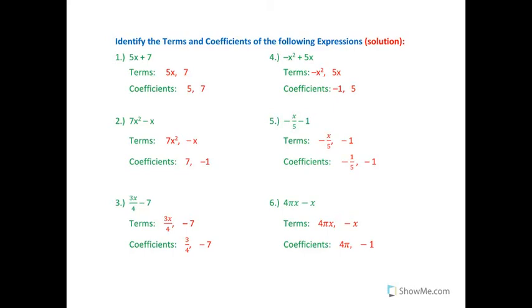Now this is a tricky one, 3x over 4. I could write that as 3 over 4 times x over 1. If I multiplied across, I'd get 3x over 4. But by itself, 3x is a coefficient. So of the term 3x over 4, 3/4 is the coefficient. And for negative 7x to the 0, negative 7 is the coefficient.